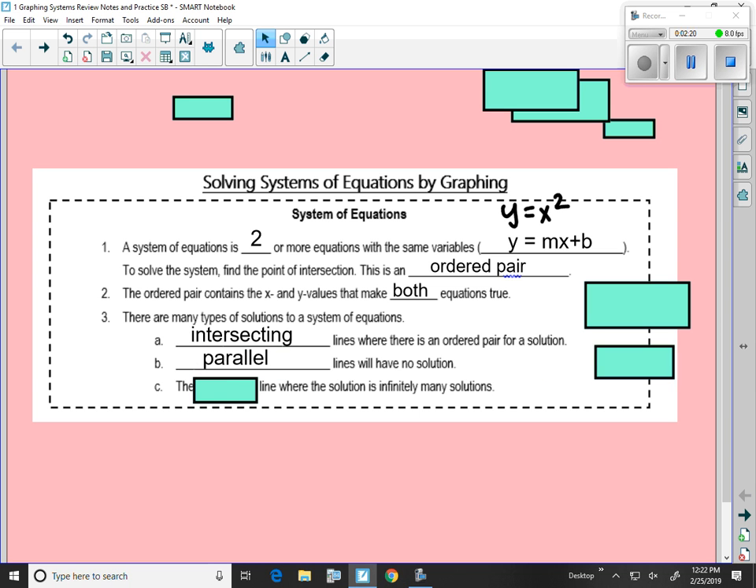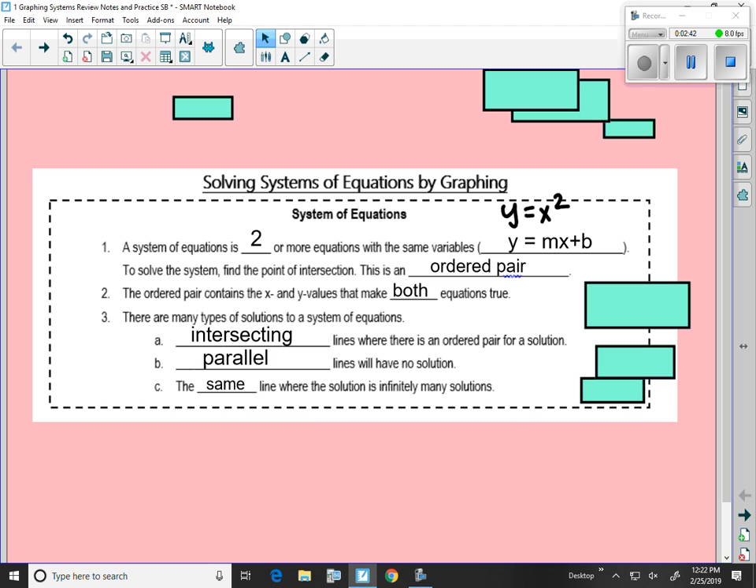Sometimes we're going to have parallel lines. Tell me what you know about parallel lines. They don't intersect. They never cross. If something never intersects, would that system have a solution? No, because the solutions are those intersecting points.